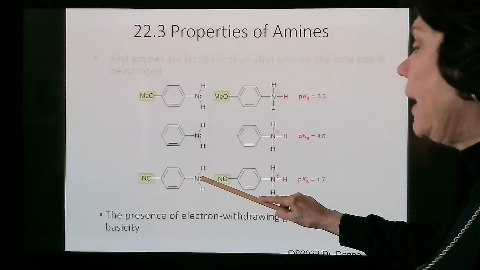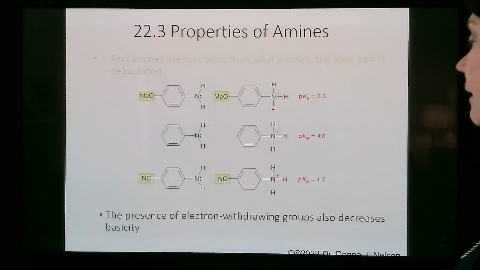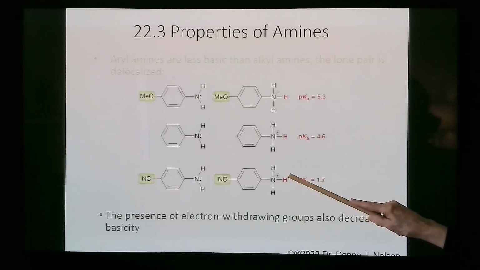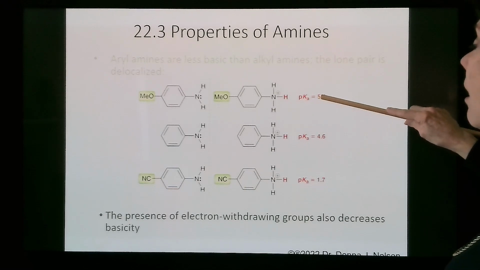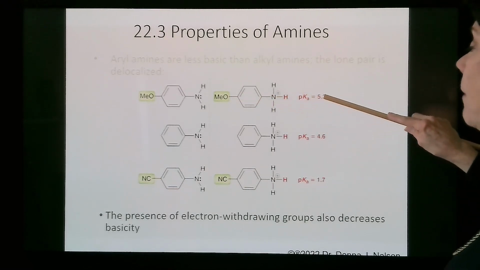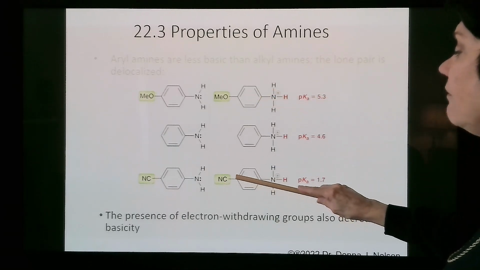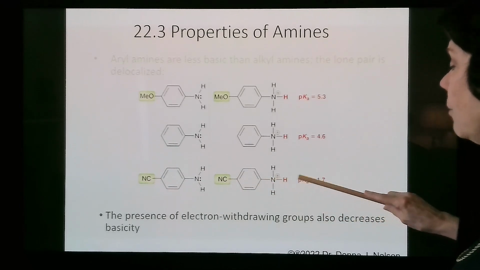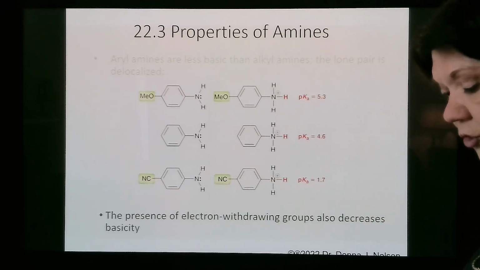So it will pull the pair of electrons in onto nitrogen and make this lone pair less available to pick up a proton. And so you can see the impact of the electron donation to make this molecule more basic, or the impact of electron withdrawal to pull the electron density off of the proton and make this molecule more acidic.